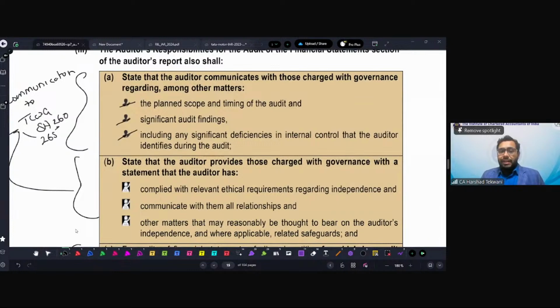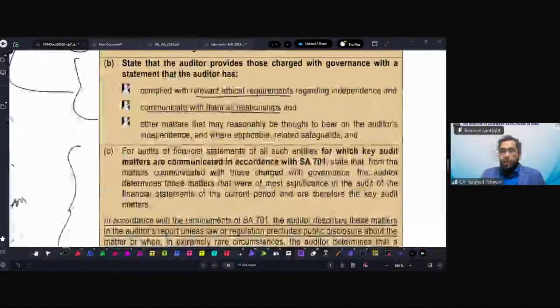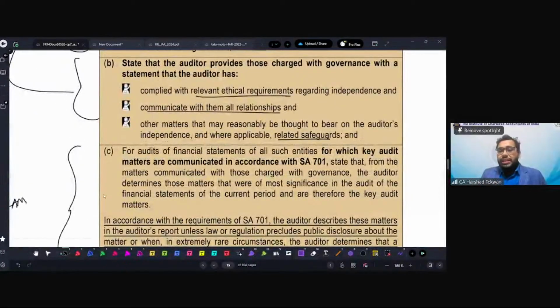with those charged with governance. Now, plan scope, significant audit findings, deficiencies, then relevant compliance with the relevant ethical requirements, communication with those charged with governance about all relationships. Okay. And if any, related safeguard that has been applied with respect to the independence.